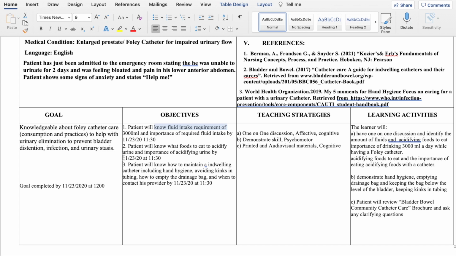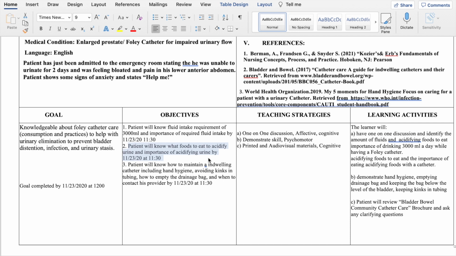And then my next objective was patient will know what foods to eat to acidify urine and importance of acidifying urine. And then I have the date and the time. So this also goes to, because basically the whole goal is to prevent infection. So if they have acidic urine, it can decrease the chances of bacteria being present in the urine and decrease the chances of infection.